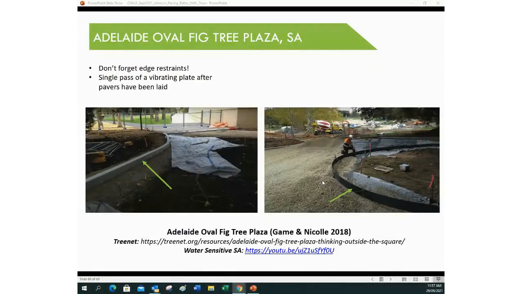Gravel base, concrete edge restraint is critical. You really need to constrain this to contain the screenings so they can be settled and paved. Run a single vibrating plate over the top just to settle them, and you won't get any movement following that. But it does need good constraint of the base and the pavers themselves.